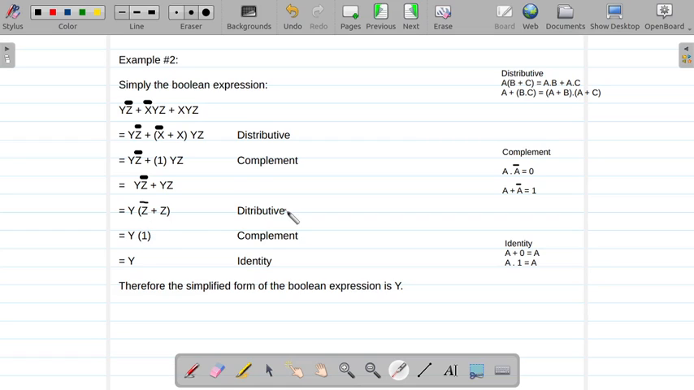So, using the distributive law, then using the complement law, which is any variable a or complement a is just equal to 1, we have y multiplied by 1, and any variable multiplied by 1 is just equal to the variable. So y is what remains. The simplified equation is just y. Therefore, the simplified form of the Boolean expression is y.